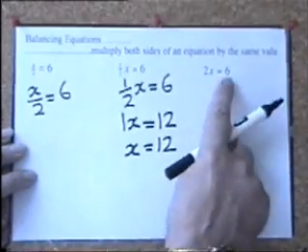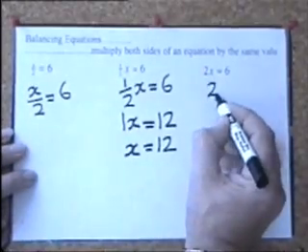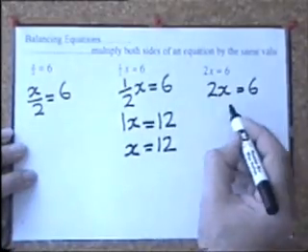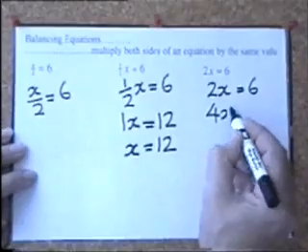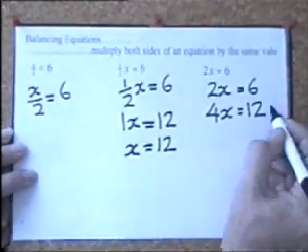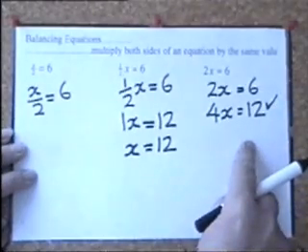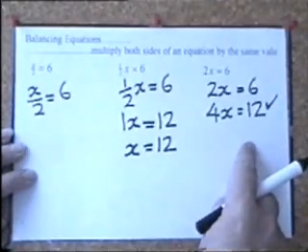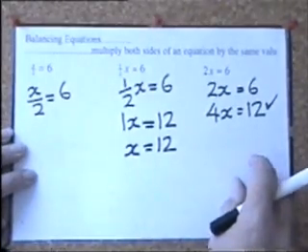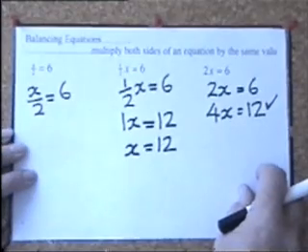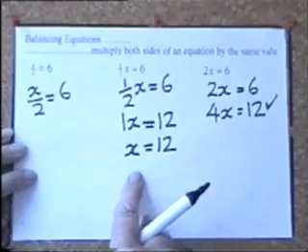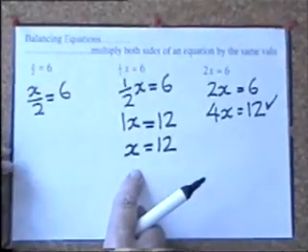Let's see what happens if we multiply both sides of this equation by 2. Multiplying both sides of the equation by 2 will give you 4x on that side and 12 on that side. Perfectly correct, but not getting us very far. So the point I'm making is you can add, subtract, multiply both sides of an equation by any value you like and you will be correct. Just that in some cases you're getting nearer to the answer.